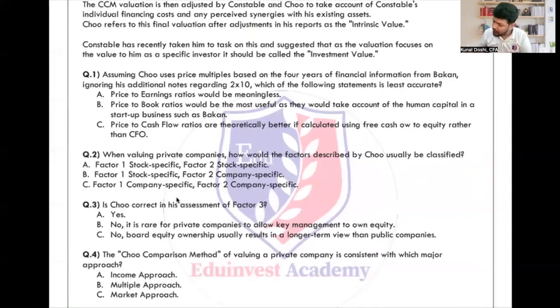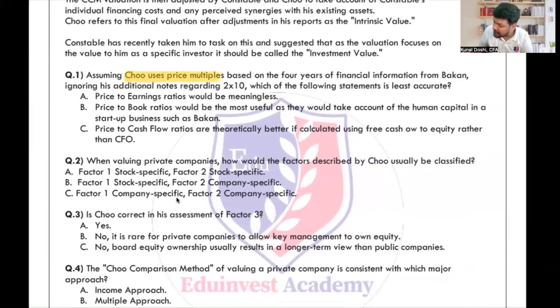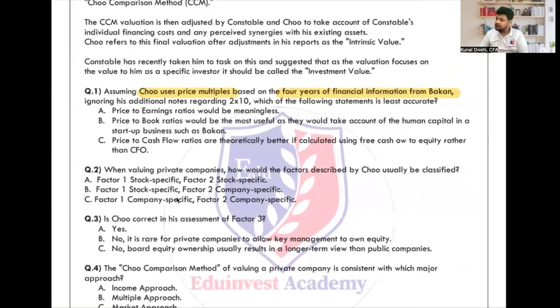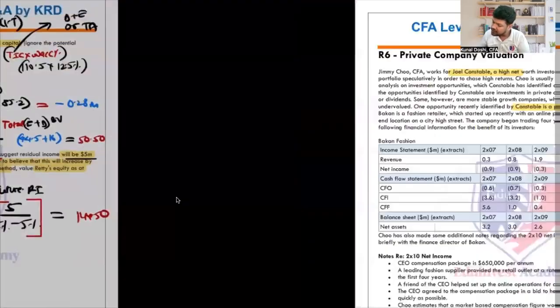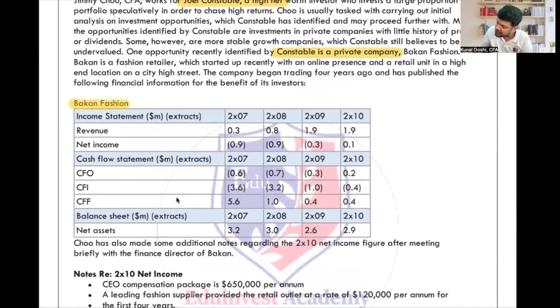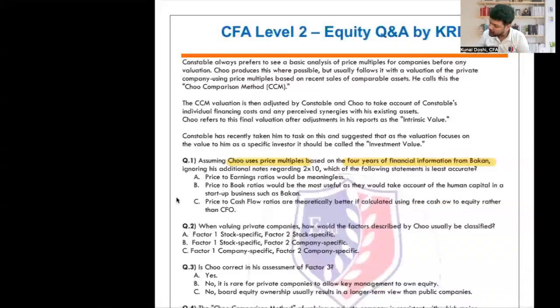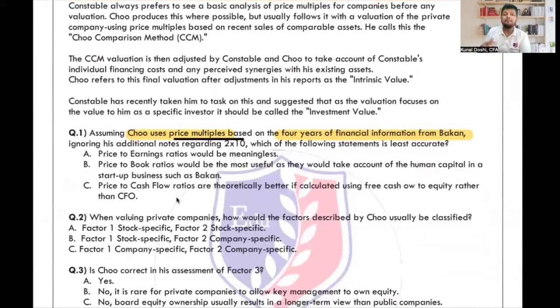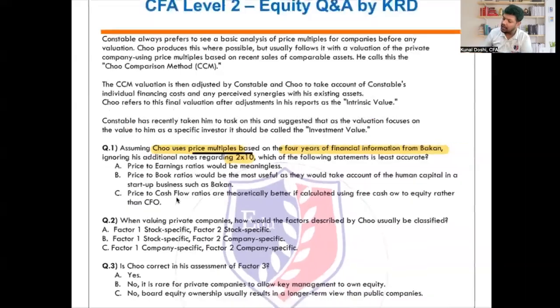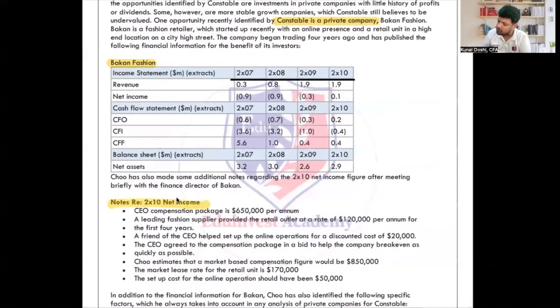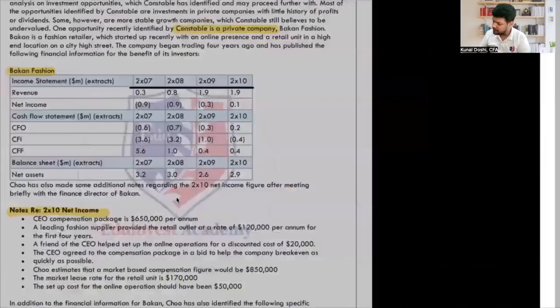Okay. Assuming Chu uses price multiples based on 4 years of financial information from Bakan. So 4 years financial information from this company, Bakan Fashion. Fine. And we are going to use price multiples, maybe P/E ratio or some other ratio, right? Ignoring his additional notes regarding 2010, they have asked us, don't worry, ignore this 2010. So thank God, we are going to ignore this.